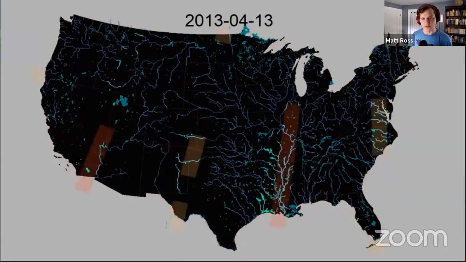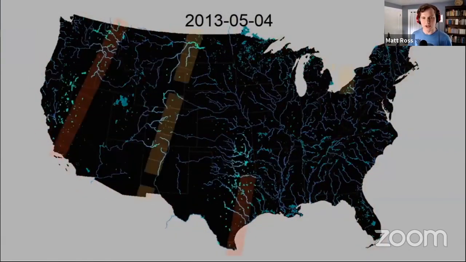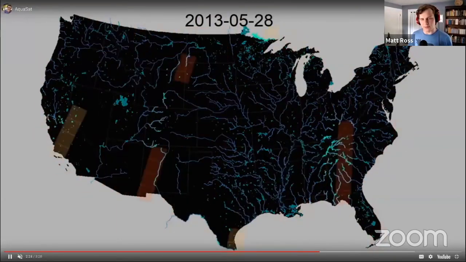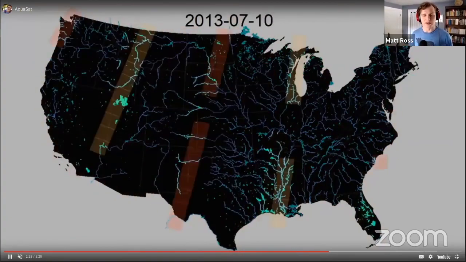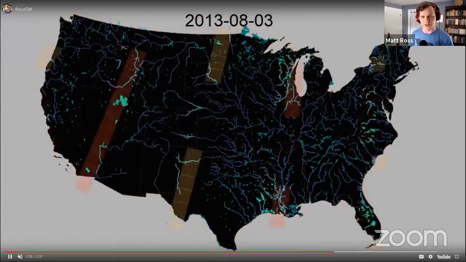Obviously, we also have Sentinel. We didn't deal with Sentinel data in this approach. But in this case, every time something lights up bright cyan, that means that it was a cloud-free image. And the gaps in the satellite data are just because it's too cloudy to use.